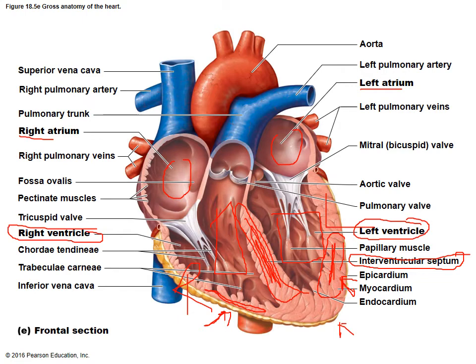Here is the fossa ovalis. That was the little closed-up opening, the foramen that we have when we're in fetal stages. Unfortunately, you can't really see the interatrial septum from this view. It is hiding behind the little pulmonary valve, but you can definitely see the interventricular septum that's separating the right and the left ventricles.